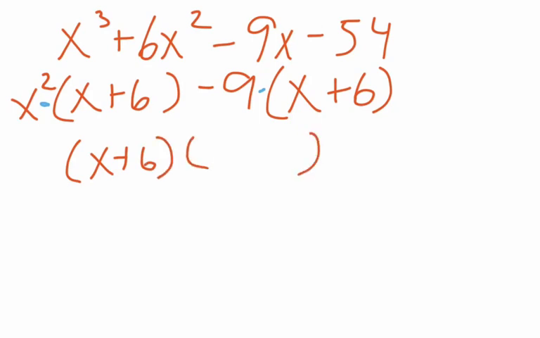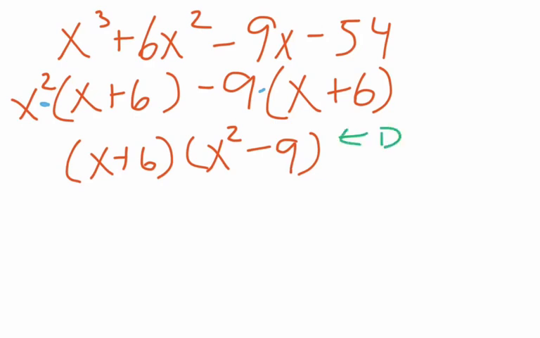And we see what's left. If you have x squared times x plus 6, then you take out the x plus 6, then you are left with x squared. If you have -9 times x plus 6 and you take the x plus 6 out, you are left with -9. And now you just got to be really careful here.